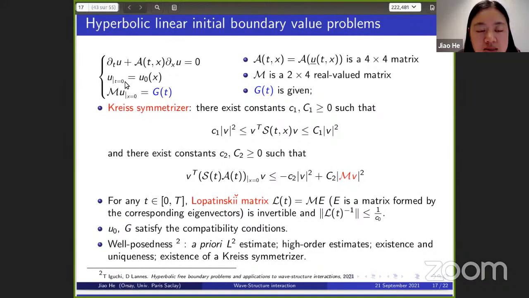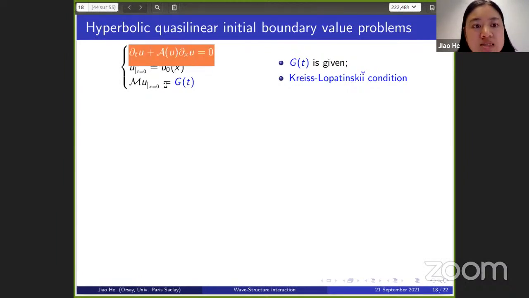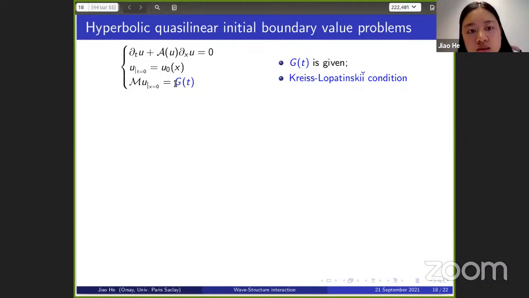For this system, I will not give the detailed proof, and I will turn to our model. Our model is in fact a PDE coupled with an ODE. Coupled means that the boundary condition is given by an ODE. Here, we first consider the same equation, but the boundary condition is not given by an ODE, this G of T is given.